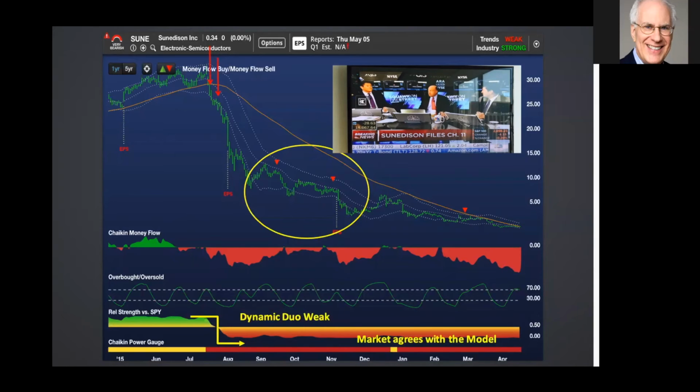Money flow was actually red, and we're going to show you a pattern that we've been teaching institutional investors for 30 years based on just that in a moment. But in mid-July, when SunEdison was trading at about 27, the power gauge turned bearish. It started underperforming the market. There's your dynamic duo on the downside. And look at the institutional selling in the stock. And along the way, we had what we call our money flow sell signals.